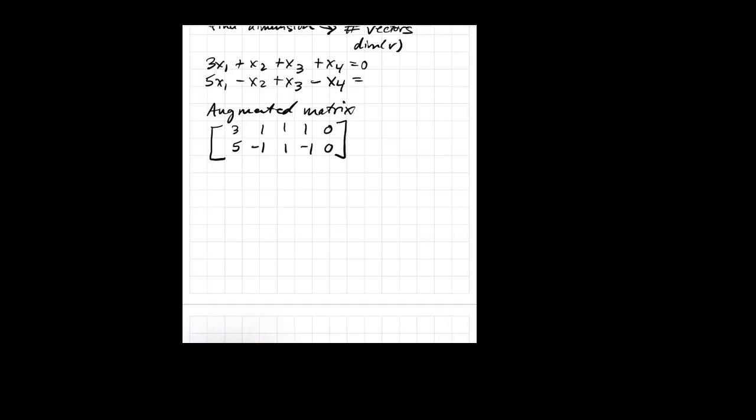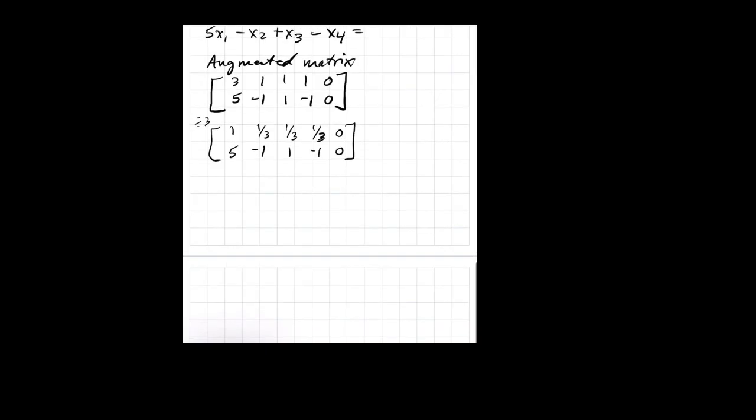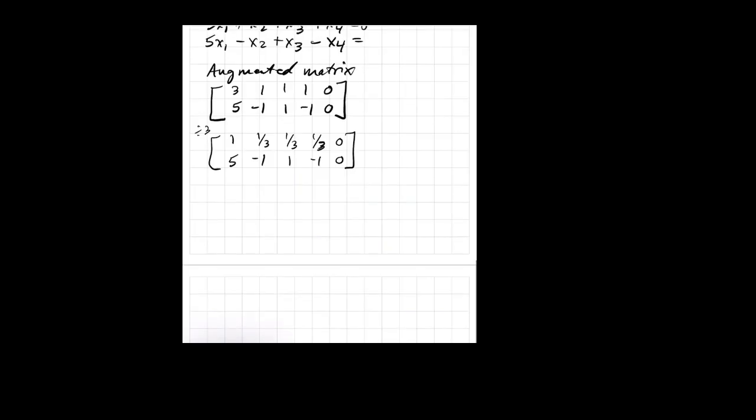So one of the first things we could do here would be to divide our first row by 3, right? So we'd have 1, 1/3, 1/3, 1/3, and 0. So here we divide by 3. This one here, you'd have this. So that'll be the first step. Then what might be your next step, if you're trying to reduce this?